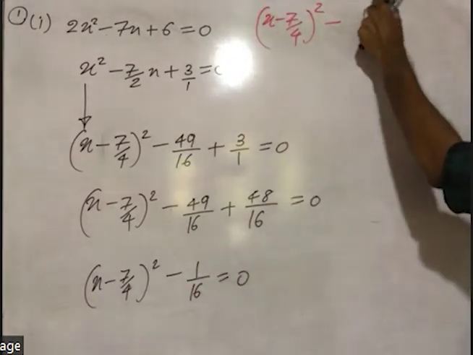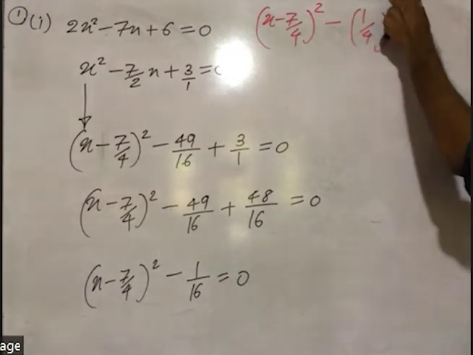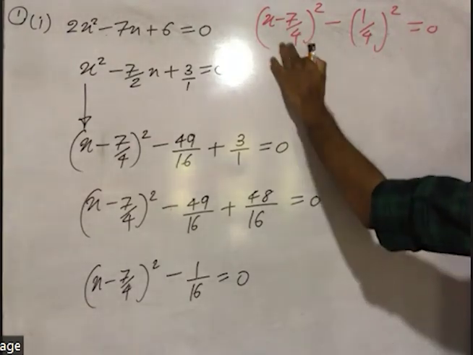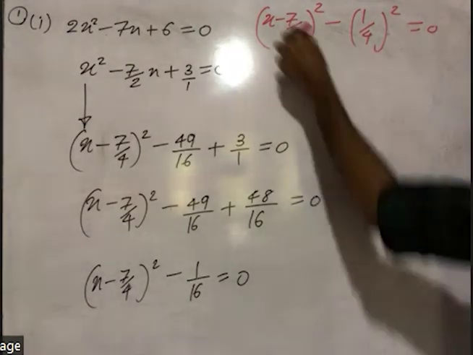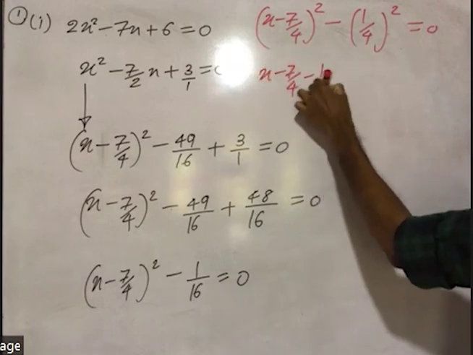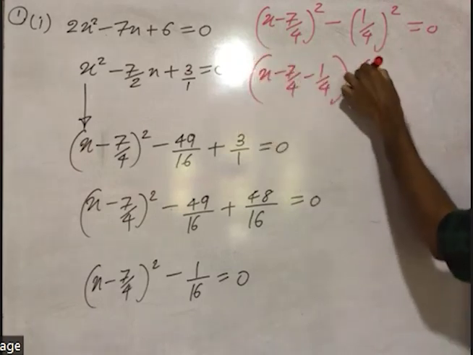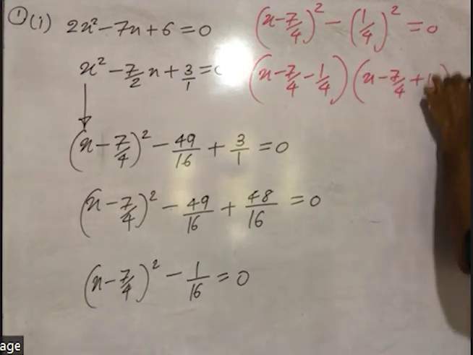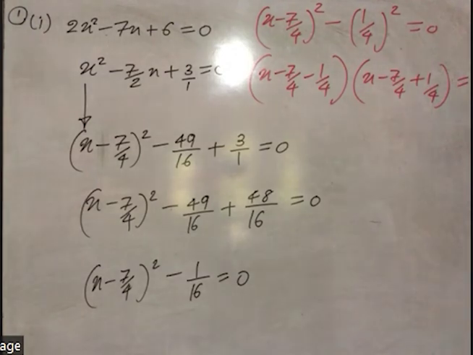I can write this as 1 over 4 square. Now we can separate this into two factors. We can separate this into two factors by the difference of two squares. Right? First factor x minus 7 over 4 minus 1 over 4, into x minus 7 over 4 plus 1 over 4, equal to 0. Right?